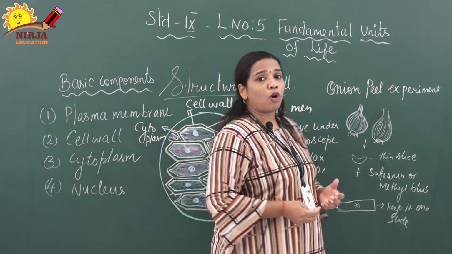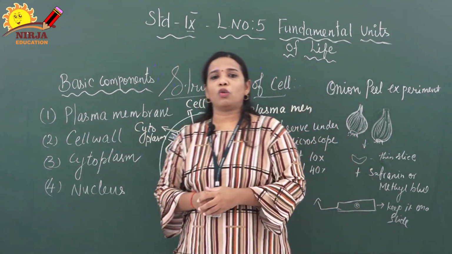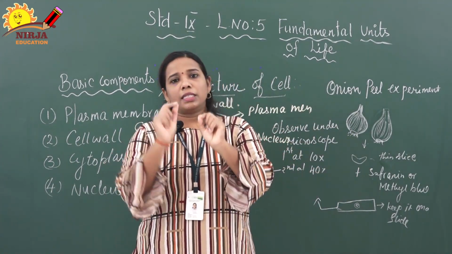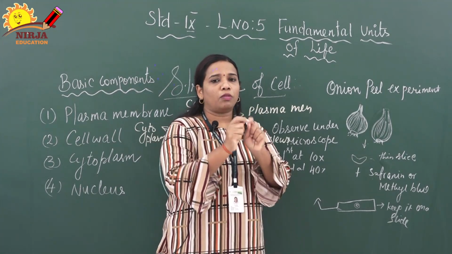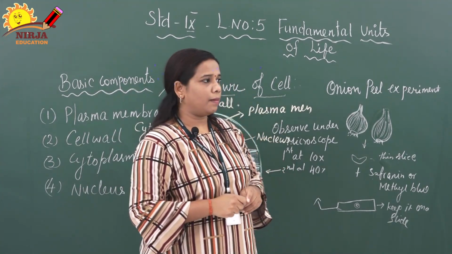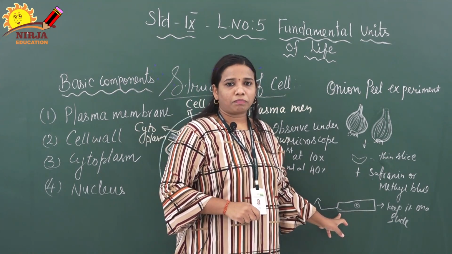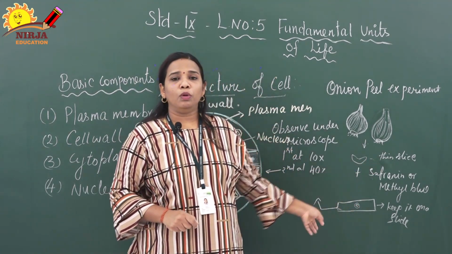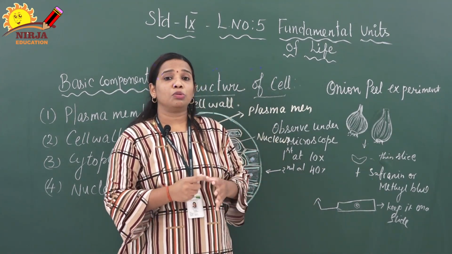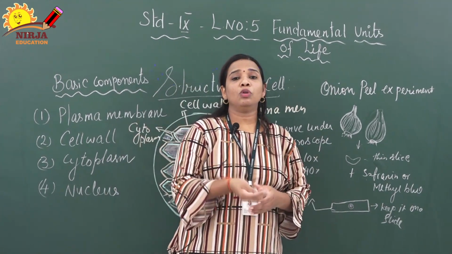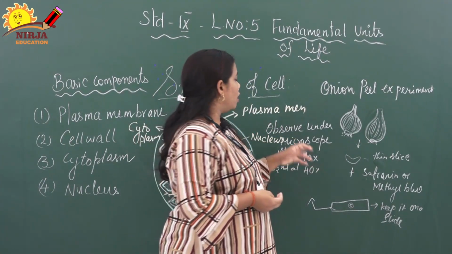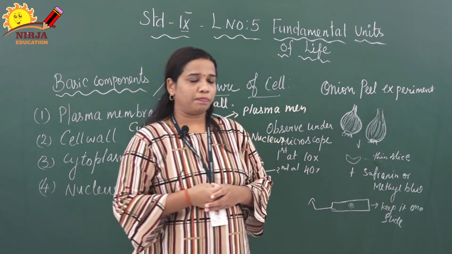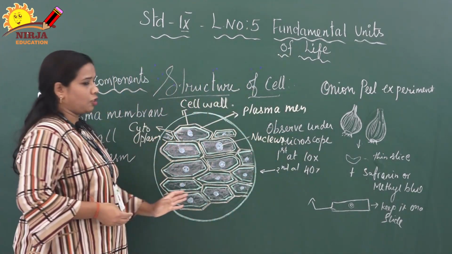Collect one onion from your home, peel off the outside skin, take the inner skin, and remove small pieces of it and put them on the slide. After keeping, add safranin or methylene blue as an indicator. It gives color to the cell. Then keep it under the microscope, first observe at 10x, then at 40x. You will get this type of structure.